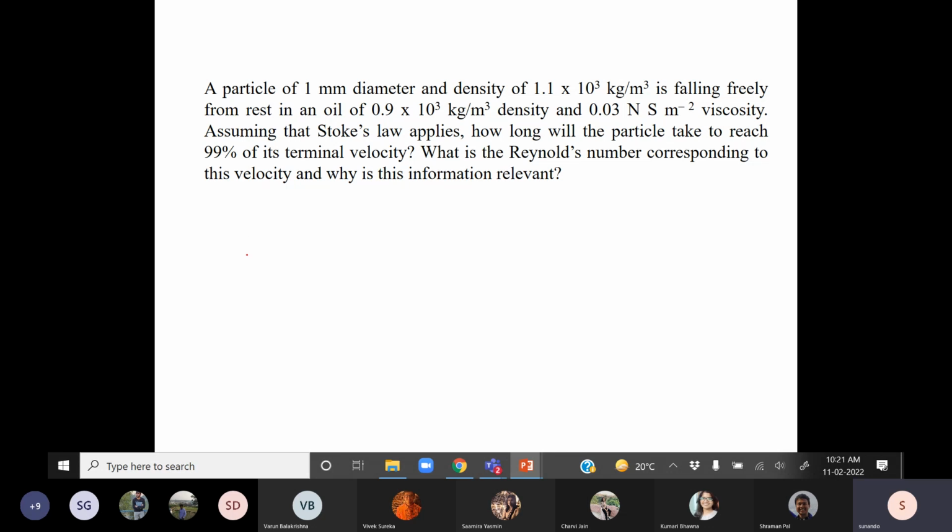So of course the governing equation would simply be m dv/dt, that is mass times acceleration, equals the forces acting on it. The forces acting on it are due to gravity, due to buoyancy, and of course there is going to be a drag force acting on it. So this is the same principle.